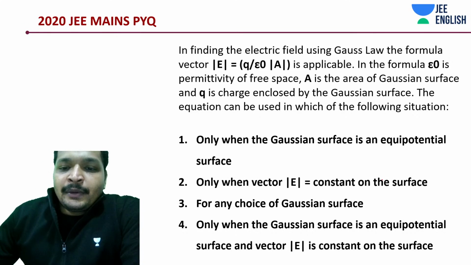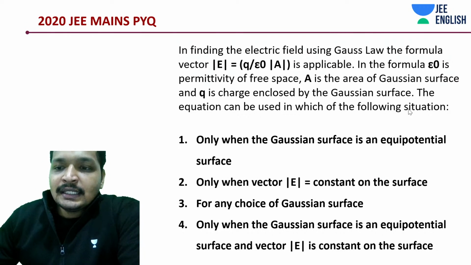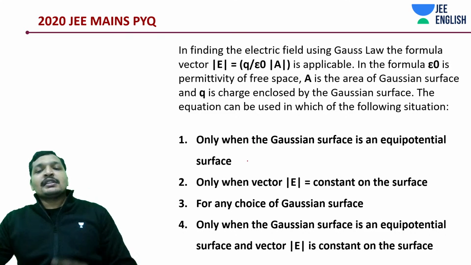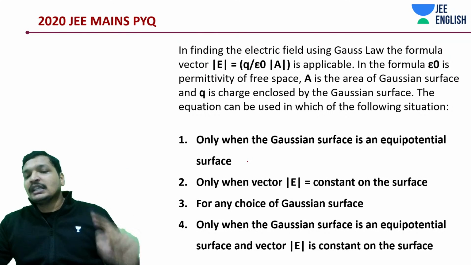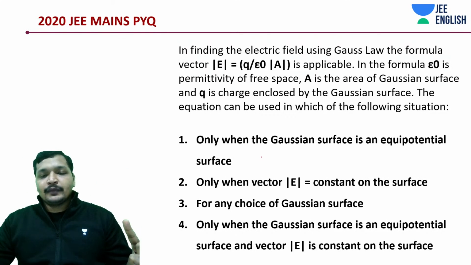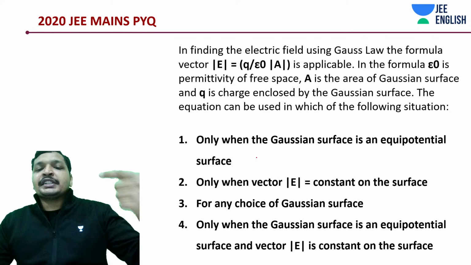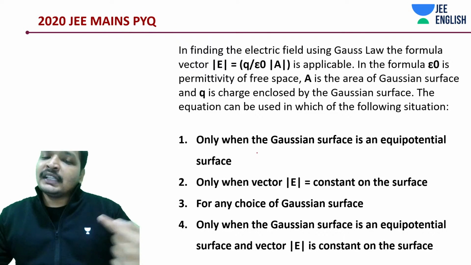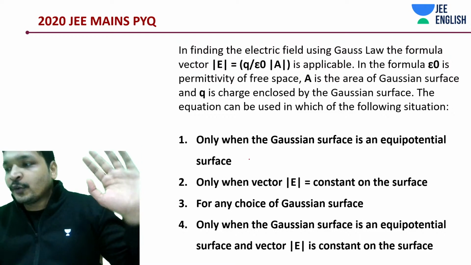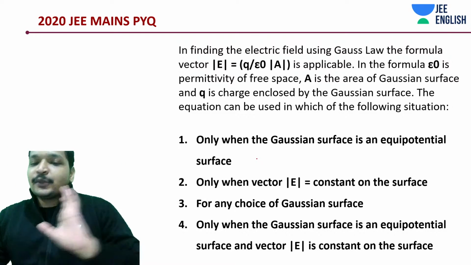Let's analyze one by one. It says, first of all, let's read all the options and then come back. It says only when the Gaussian surface. Okay, your hint in such questions lies in your options. Try to understand this question carefully just using options, then we'll jump into the concept. There are 2 ways of doing this. Let's first of all do it using options.